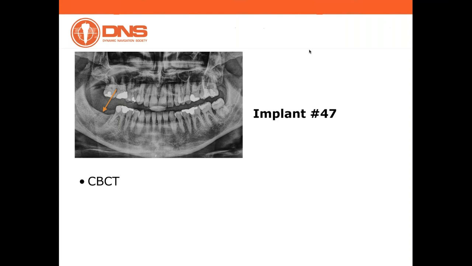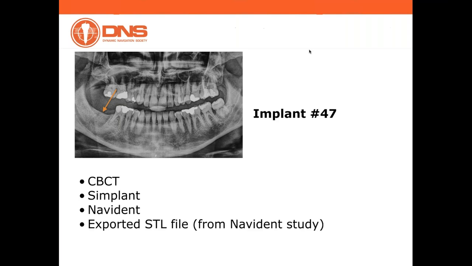So we did a CBCT, and since I've been using the Simplant software for many years, even nowadays I use Navident and Simplant altogether, just to give me a little bit of freedom and to check myself with both systems. So we did a Simplant analysis, a Navident study, and then we thought we would like to combine this study with static guidance. So we exported an STL file from the Navident planning, and with the help of Panos Diamaropoulos we manufactured two guides, one right and one wrong.